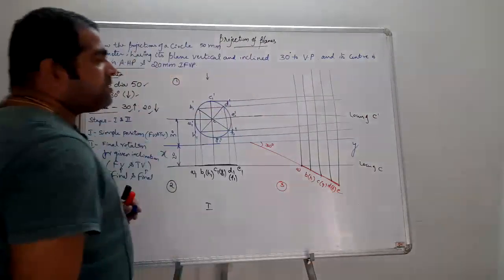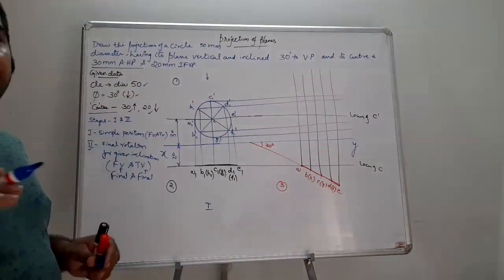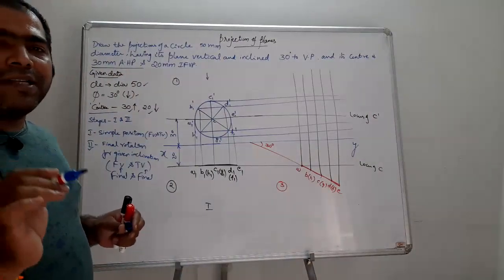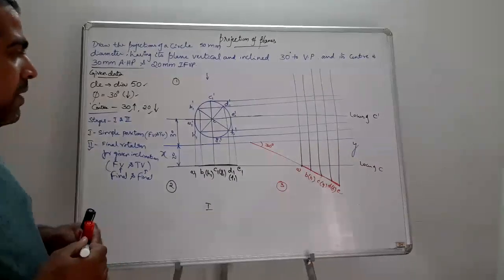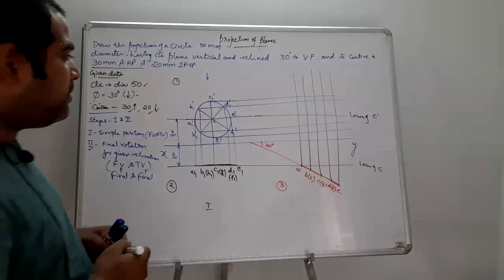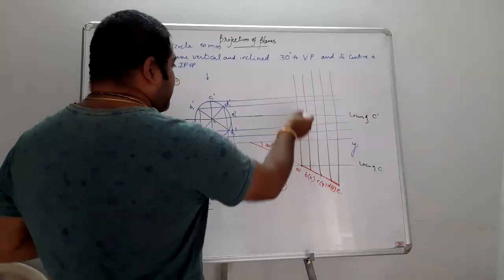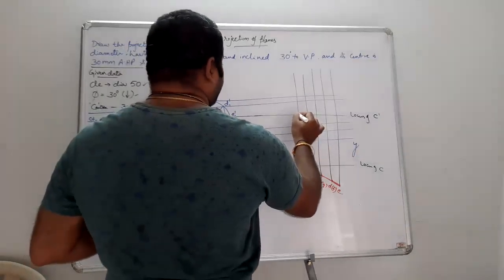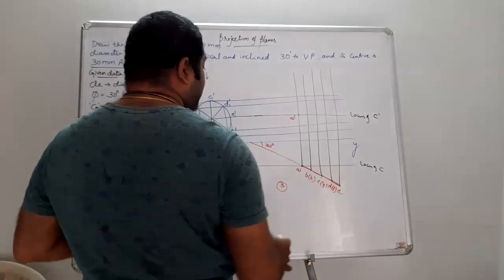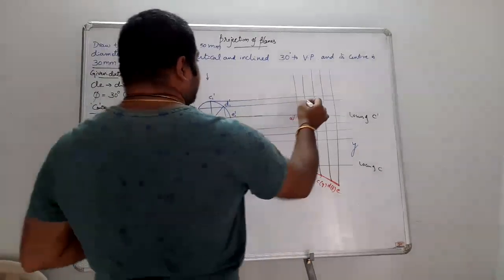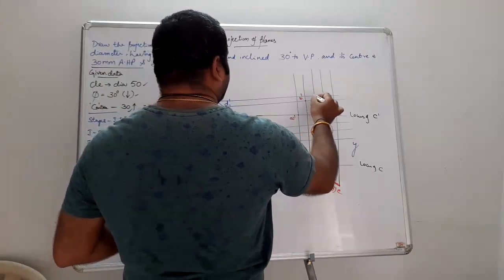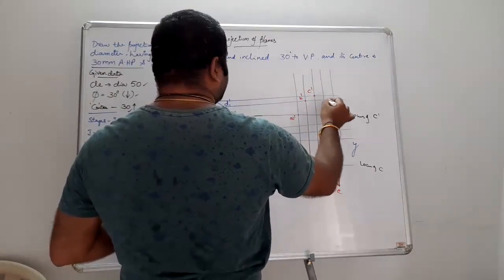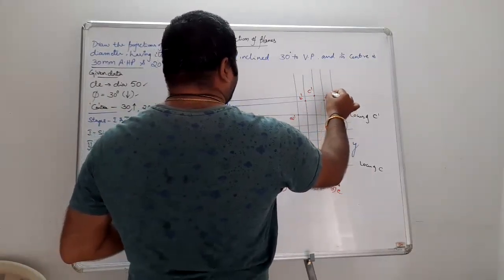So always just remember it. Always our final projection will be like a reduced size from the true shape, you have to remember. Now mark the intersection points. So let us see. Here it is A and here it is A. This becomes A dash. So here it is B dash, C dash, D dash.